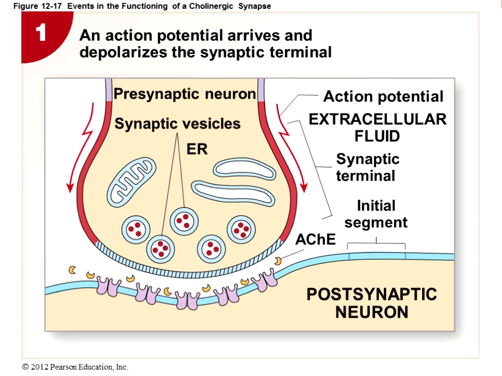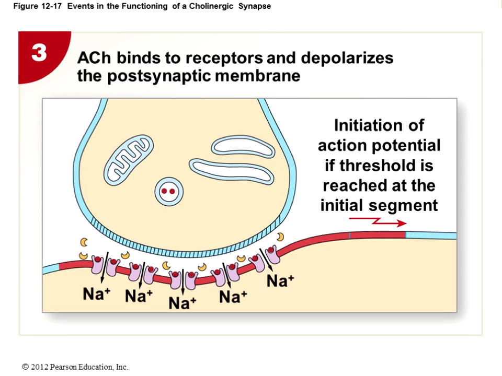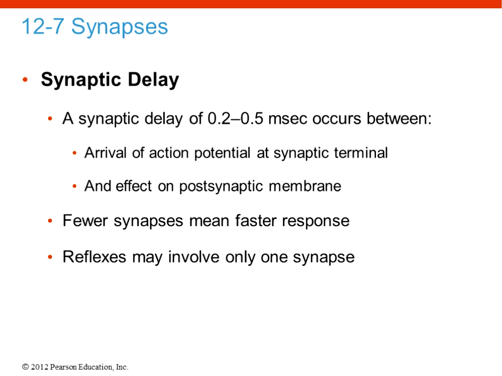You can see that in these slides. The action potential arrives, causing exocytosis, the release of the neurotransmitter. The neurotransmitter binds to its receptor in the postsynaptic membrane. That depolarizes the postsynaptic membrane and sends an impulse that will be propagated at that target, and ACh will be removed and degraded by acetylcholinesterase, or AChE. There is a synaptic delay across these synapses because you need time for the action potential to arrive and have its effect at the target. The significance of this delay is that fewer synapses means a faster response.